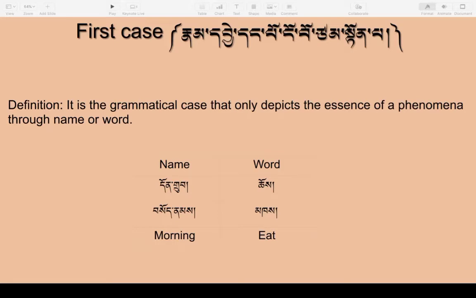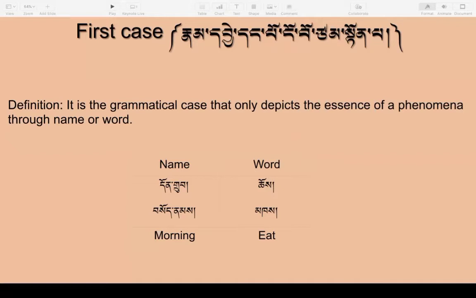the name and word we talked about in the beginning of today's class are general groups of the name and word. Whereas the first case gives a singular identity to each of these names and words, meaning it states that each name or word we are using will have its own individual meaning without being mixed with any other name or word. And this itself is known as the first case.